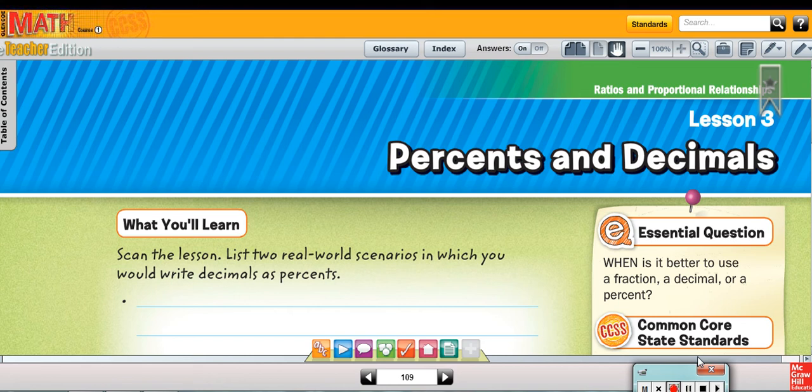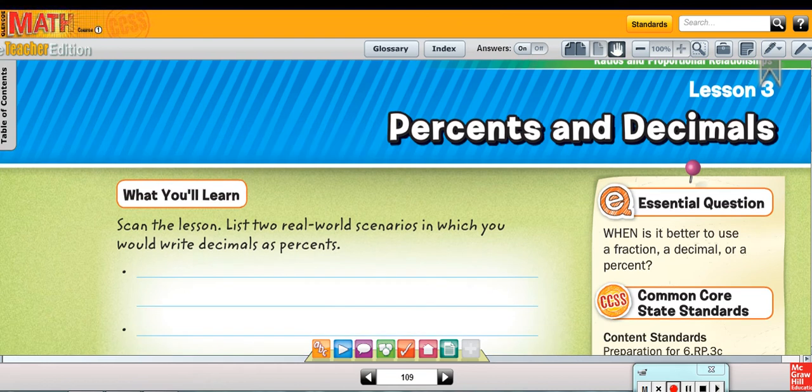Okay, go ahead and grab your textbooks. Today we're going to look at, we put this in our INB a little bit yesterday. We're going to take a look at percents and decimals, which is lesson 3, and starts on page 109. Go ahead and open your textbook to that.